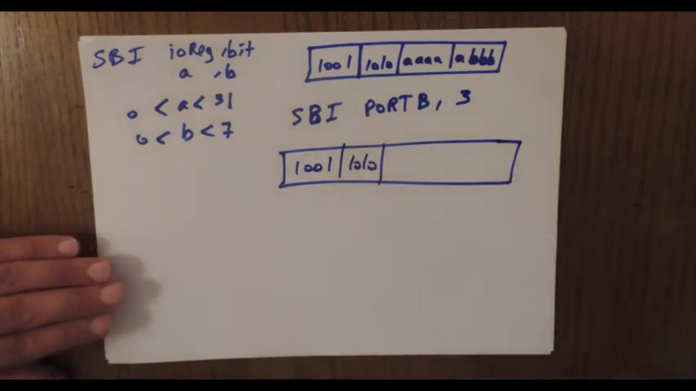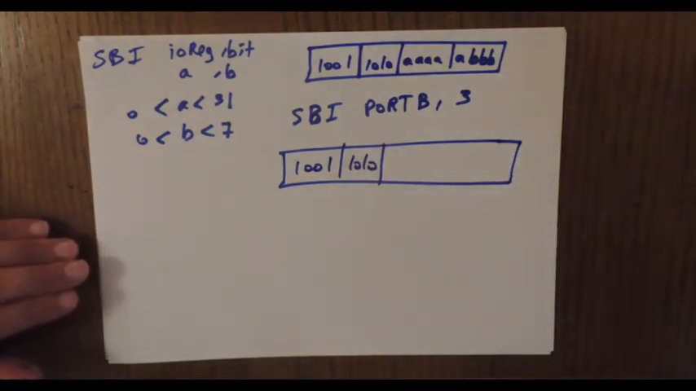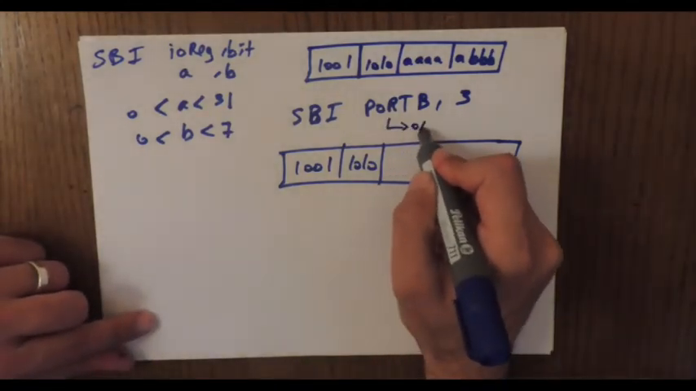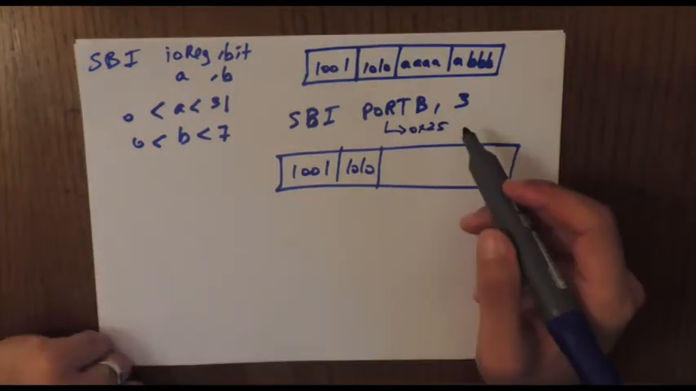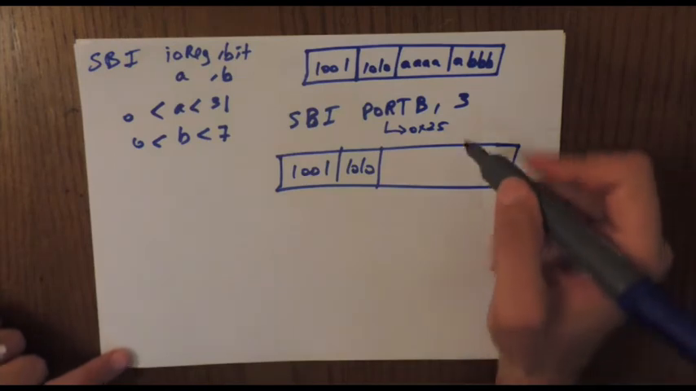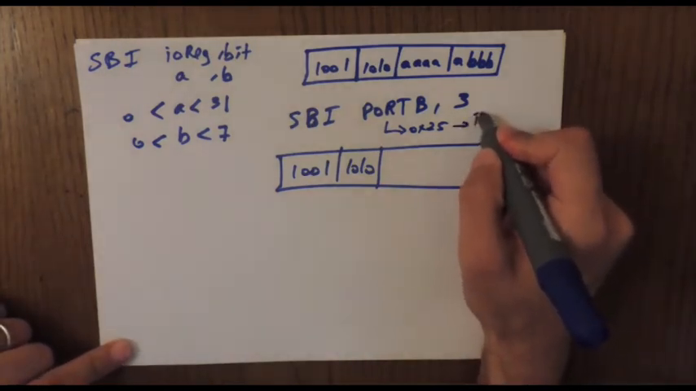Now if I check what is port B, okay, in this case port B has the address of 25. So this address, if I look at the data sheet, this has 25. That is, port B is 0x25. However, this is the true address.